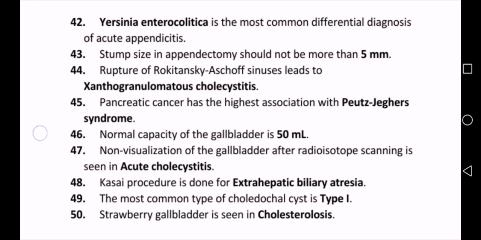Rupture of Rokitansky-Aschoff sinuses leads to xanthogranulomatous cholecystitis. Pancreatic cancer has the highest association with Peutz-Jeghers syndrome. Normal capacity of gallbladder is 50 ml. Non-visualization of gallbladder after radioisotope scanning is seen in acute cholecystitis.